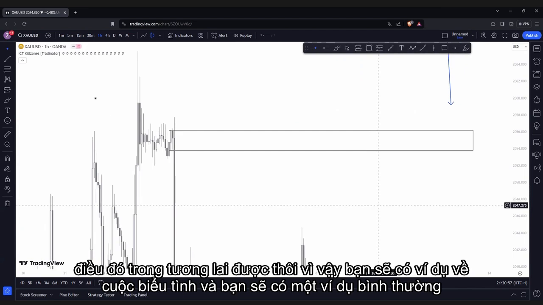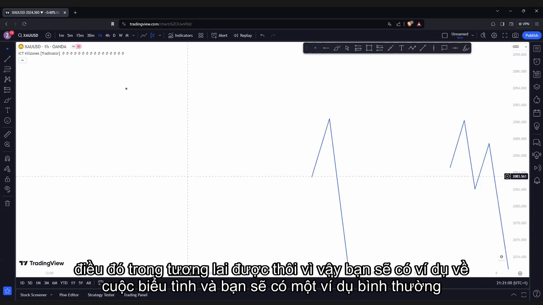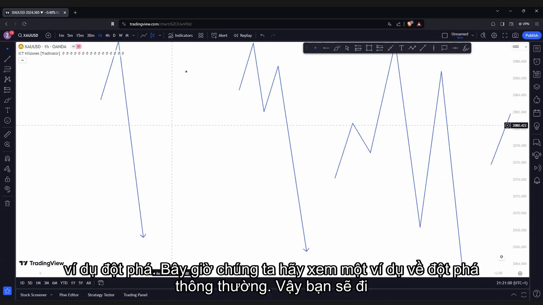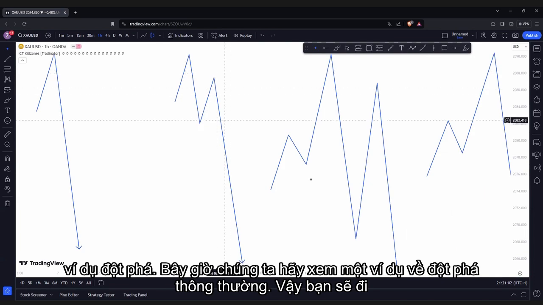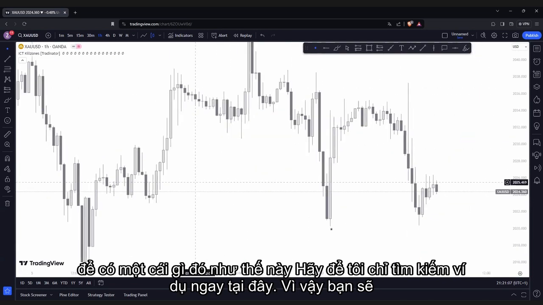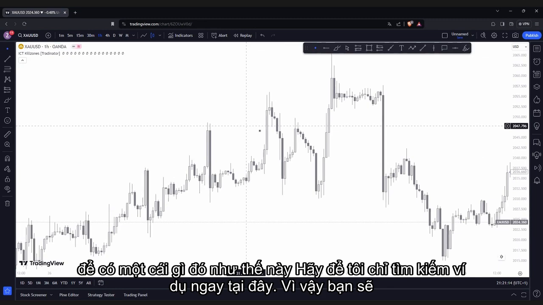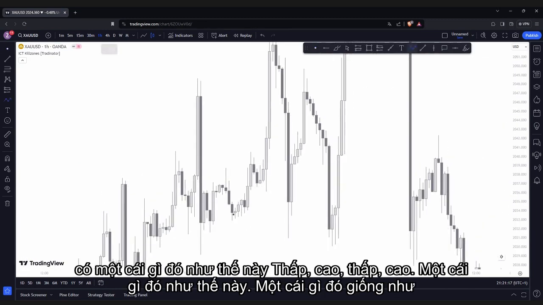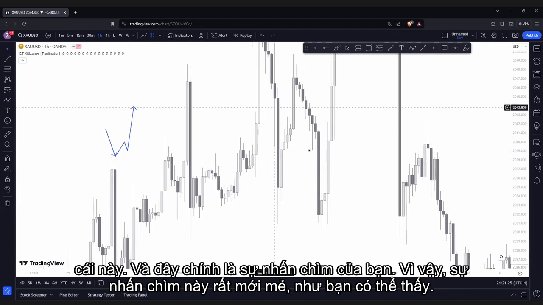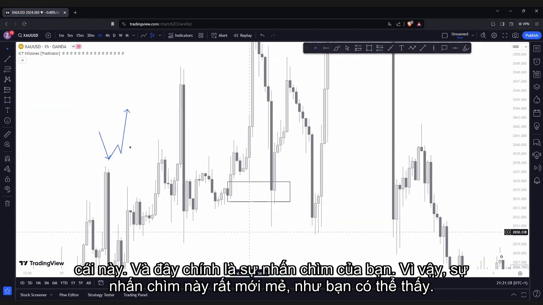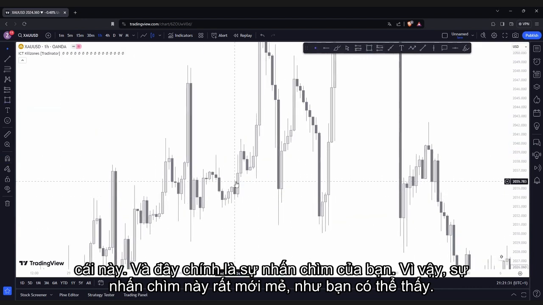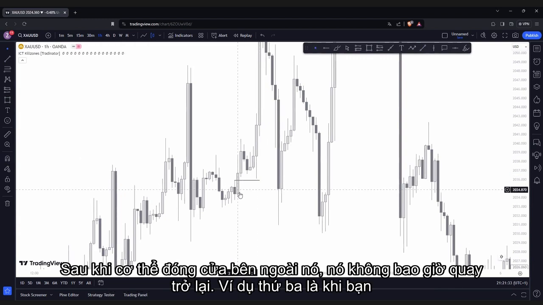Okay. So you're going to have the rally example, and you're going to have a normal breakout example. Now let's take a look at a normal breakout example. We just look for examples right here. So you're going to have something like this, a low, high, low, high, something like this. And then this is your engulfing. So this engulfing was fresh, as you can see. After the body closure outside of it, it never came back.